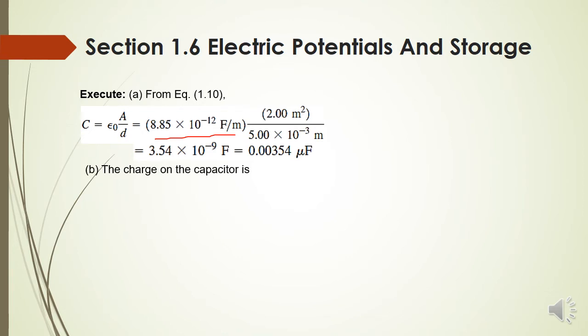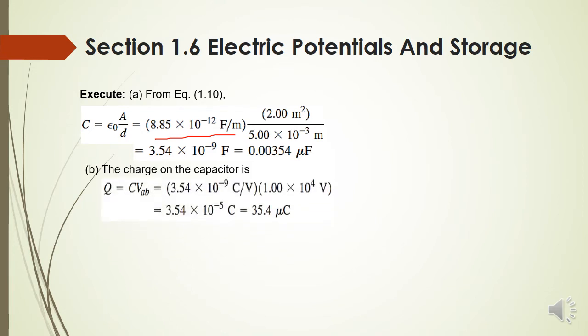For B, the charge on the capacitor is Q equals C times VAB. Or from the original equation, capacitance equals Q over VAB. Now, you need only the Q. So, we have the capacitance 0.00354 microfarad or the original value 3.54 times 10 to the minus 9 coulomb per volt. Again, farad is just equal to coulomb per volt.